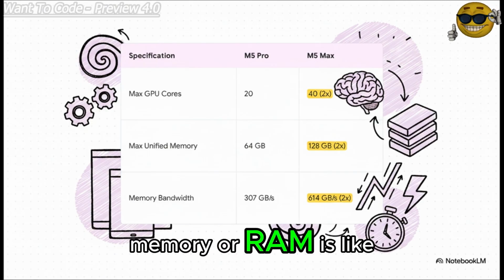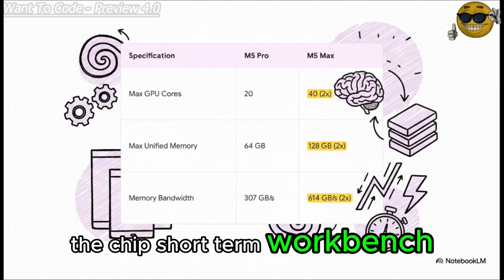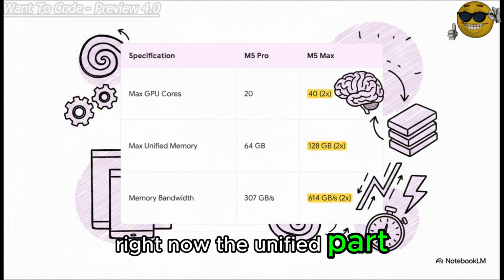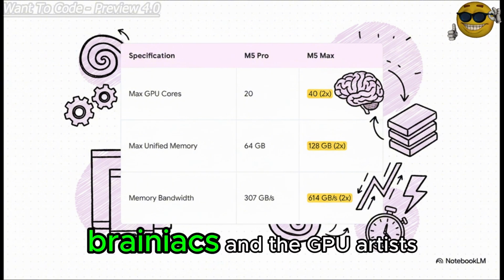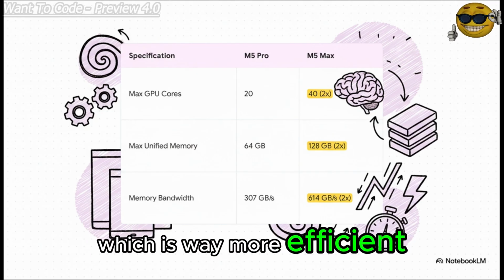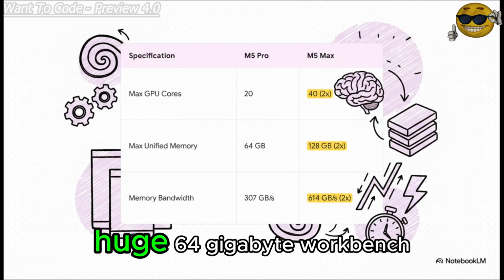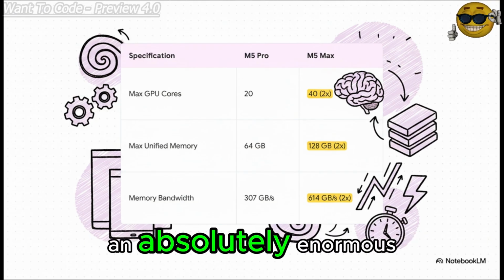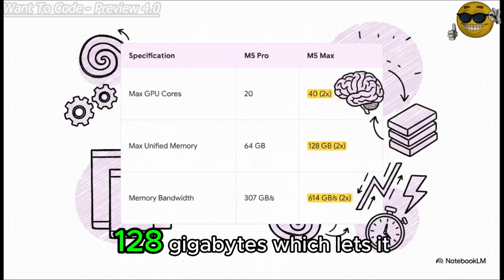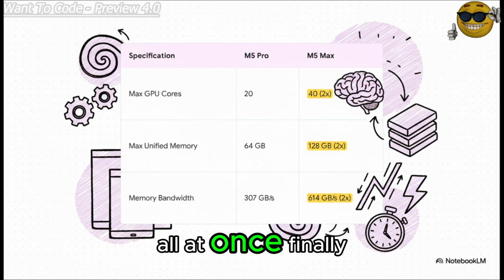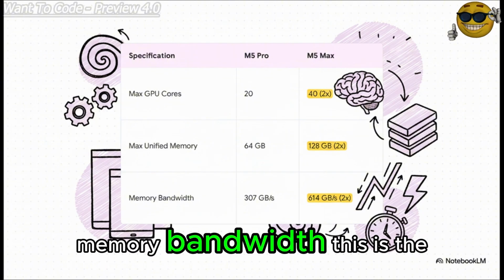Next up, Max Unified Memory. Memory, or RAM, is like the chip's short-term workbench. It's where it holds all the data for the stuff it's working on right now. The unified part just means that both the CPU brainiacs and the GPU artists share the same single workbench, which is way more efficient. The Pro can have a huge 64GB workbench. The Max doubles that to an absolutely enormous 128GB, which lets it handle way bigger and more complex projects all at once.